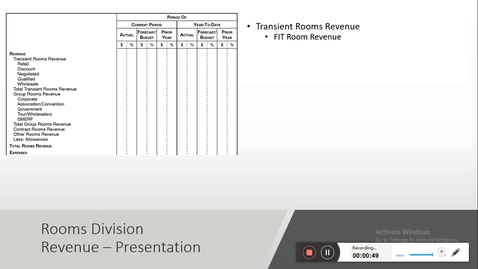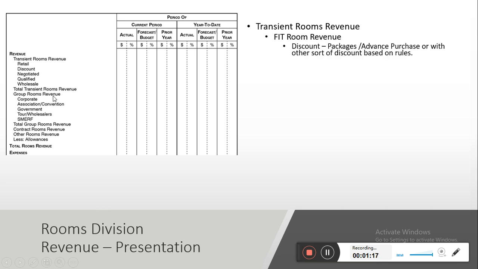So transient room revenue is further divided into two parts actually, the FIT revenue and the group revenue. Here transient and room are separate, but in practical terms transient means recurring business. So the transient is further divided into FIT and the group. Here we will call it FIT, and here we will call it group.